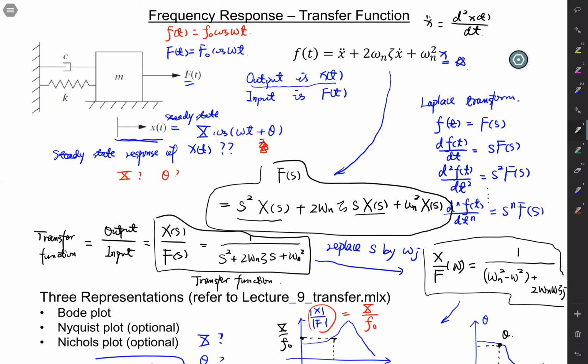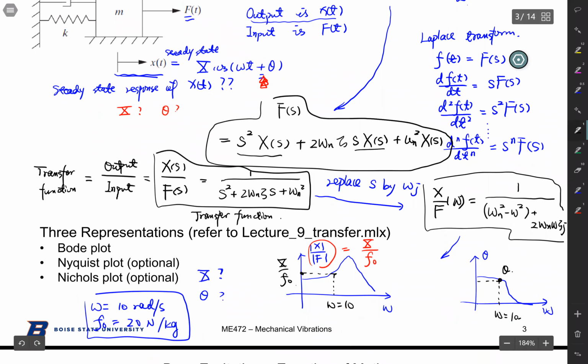And you replace all the S by omega j in your transfer function, and then you get a complex equation, and you plot this complex equation against your driving frequency omega. And then if you know your omega and your driving amplitude, then you can find your steady state response. So by doing so, you don't have to touch the ODE solution anymore. Everything happens in the frequency domain. Is it clear?